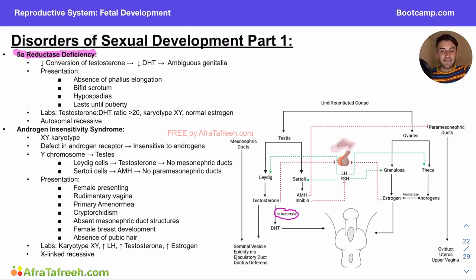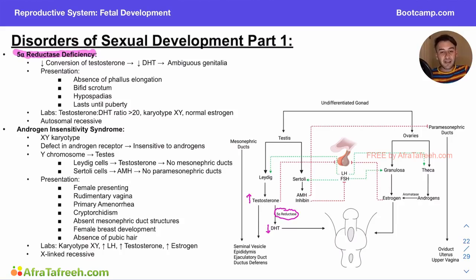So if we have this enzyme not working properly, we are going to get failure of testosterone to convert to DHT. This means we're going to have increased levels of testosterone because it's not getting converted, and we're going to have decreased levels of dihydrotestosterone because there's none of it coming from testosterone.